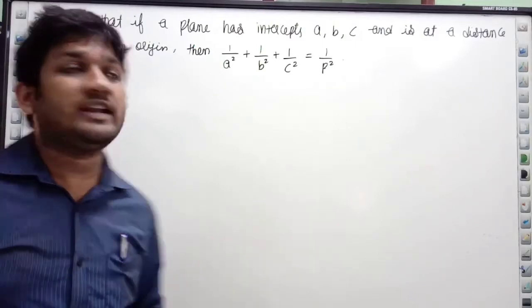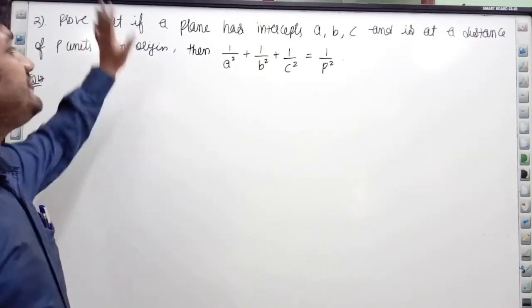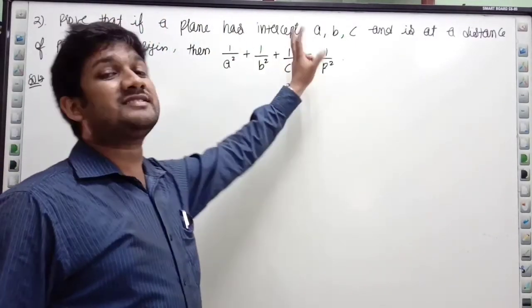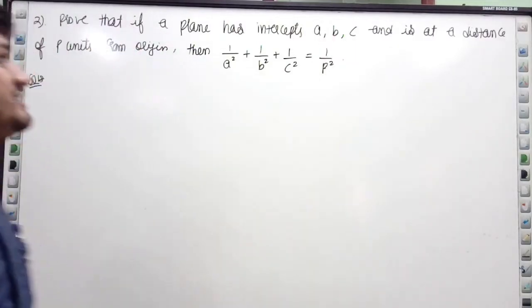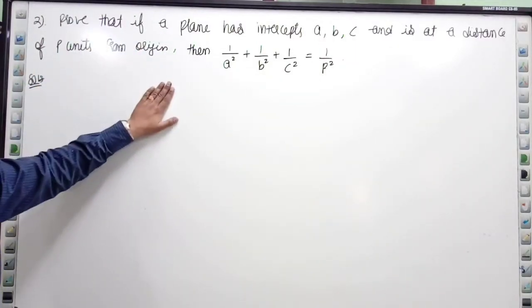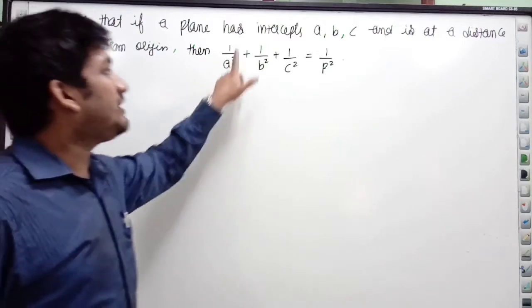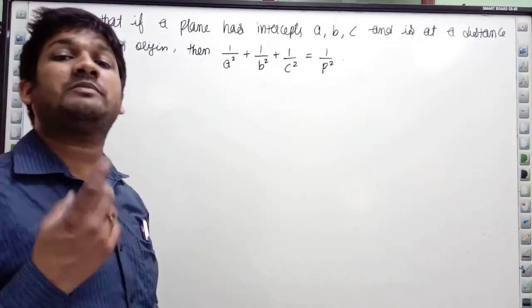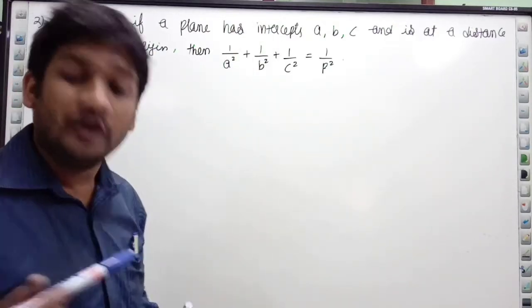Now next question we are having: prove that if a plane has intercepts A, B and C and is at a distance p units from origin, then prove that 1 upon a square plus 1 upon b square plus 1 upon c square equal to 1 upon p square.